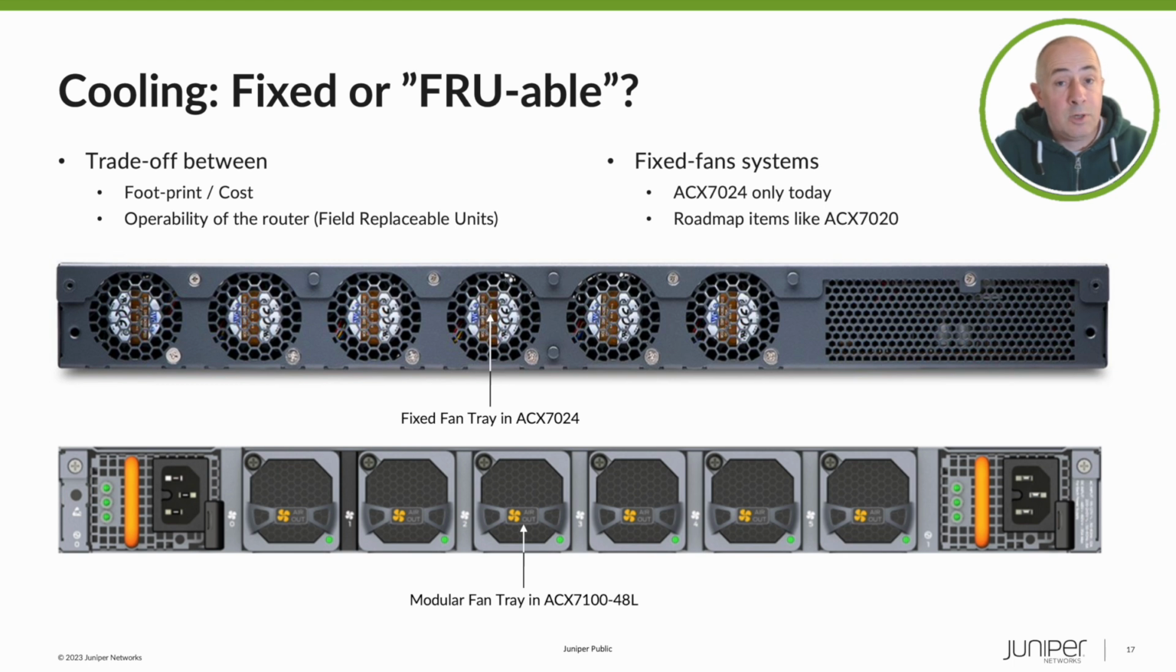Also, when we talk about cooling, we need to differentiate products where we have fixed parts and modular parts. Basically, the only fixed parts will be the ACX7024 and 24X systems. We are doing that for economical reasons, but also for the footprint. It's going to occupy less space. All other systems will offer modularity, and we have N+1 type of redundancy.